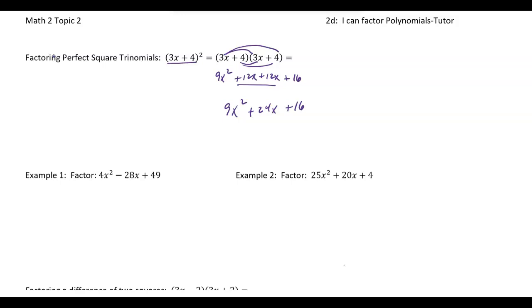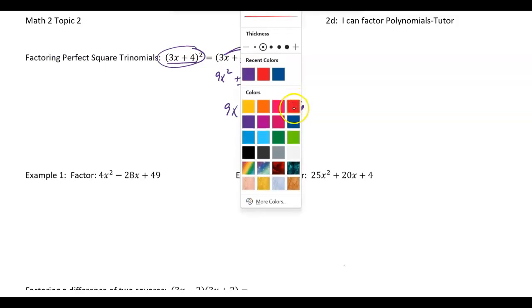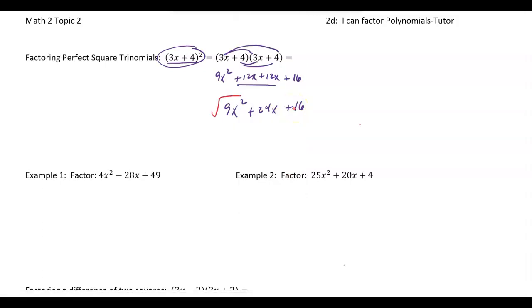Now, when we square a binomial, there's a common theme that happens, right? And that common theme is if I take the square root of this, the square root of 9 is 3, square root of x squared is x, and I take the square root of 16, that would be 4. If I take 3x and 4, multiply it together, and double it, that would give me the middle term, right?